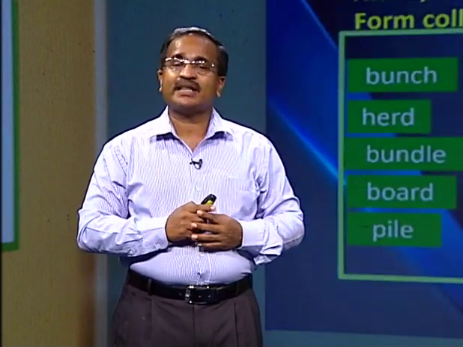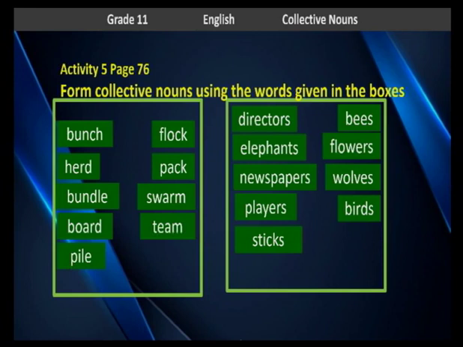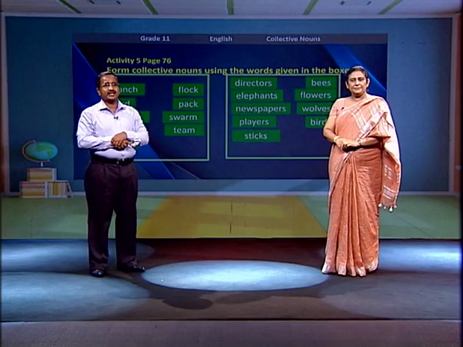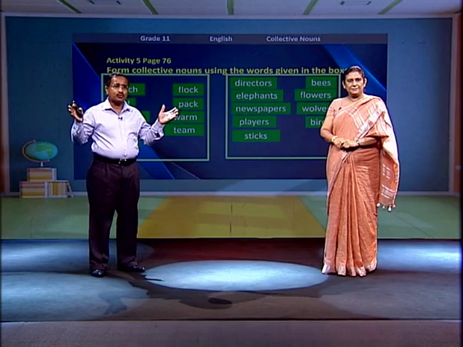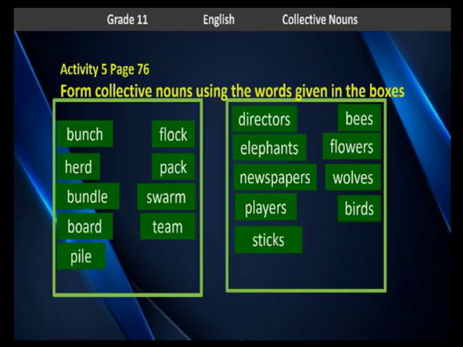It is from one of the activities in your textbook. You can take out your textbook and turn to page 76. Activity number 5. You have some words in box number 1 and some other words in box number 2. With the use of these words in these two boxes, you have to make meaningful phrases with the use of the collective nouns. Can you give it a try with the help of the children?